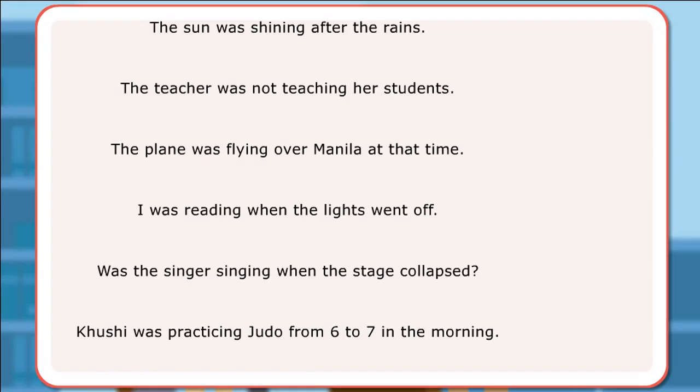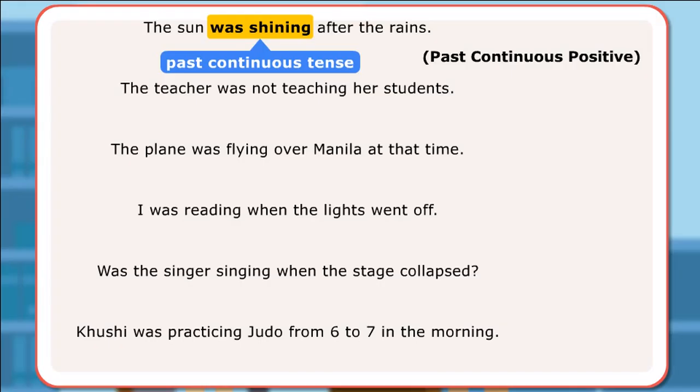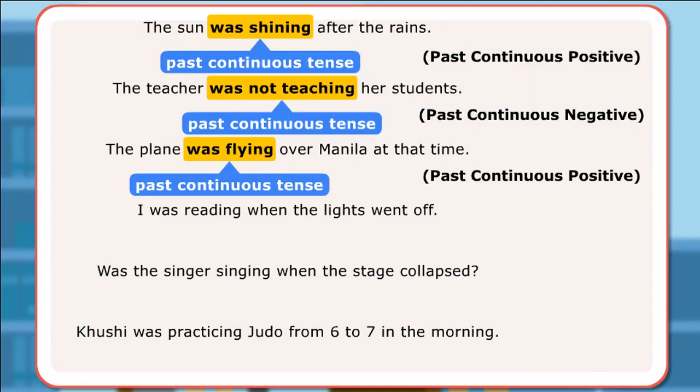In the first sentence, was shining is past continuous tense, which speaks about an action that was going on in the past. In the second sentence, was not teaching is past continuous tense, which conveys the act of teaching going on in the past. In the third sentence, was flying is in the past continuous form. It conveys the act of flying going on in the past.